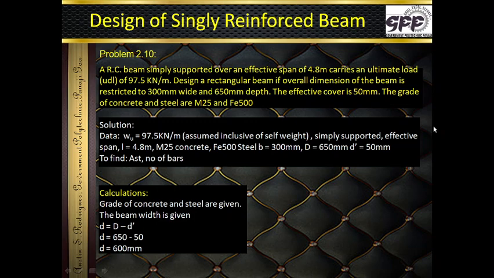Now design a rectangular beam if the overall dimension of the beam is restricted to 300 mm wide and 650 mm depth. Now please note, in this beam we have been given the width, we have been given the overall depth also. We have been told that the overall depth is 650 mm and we cannot increase it. The loading is already given, the ultimate load coming on the beam is given.